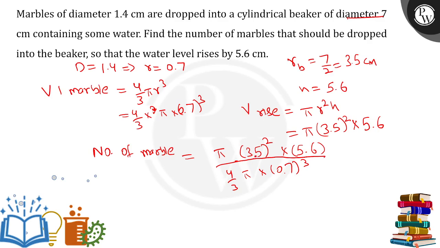So when you do this calculation, ultimately the number of marbles coming out will be 150. So 150 marbles would be required inside the beaker such that a 5.6 centimeter level of rise happens.